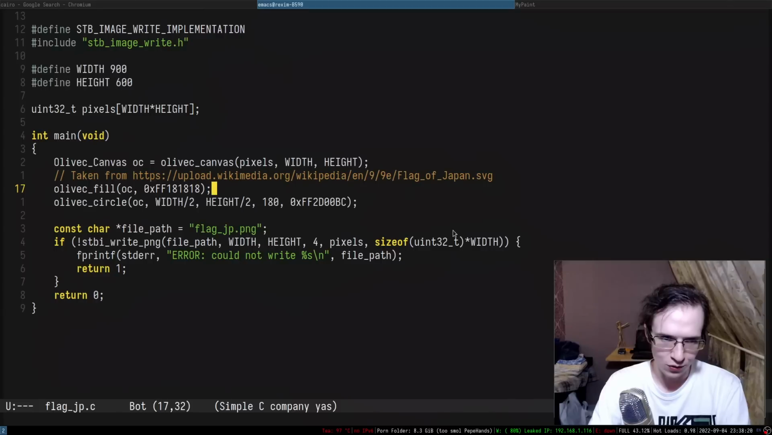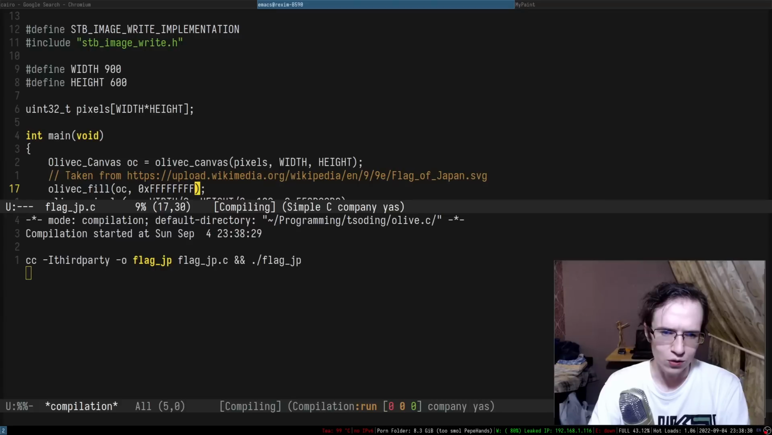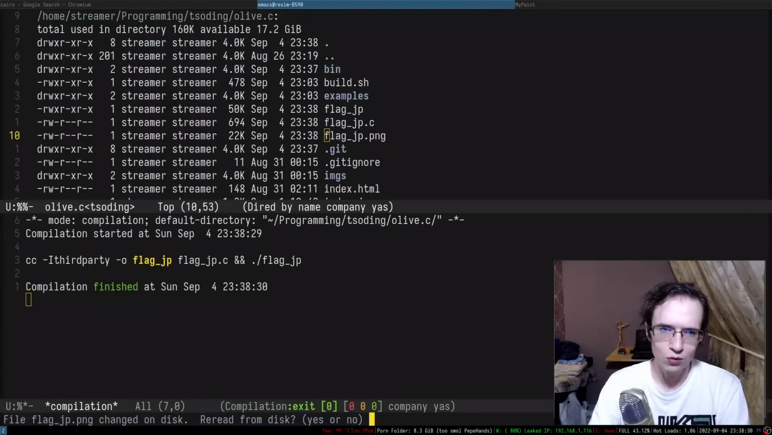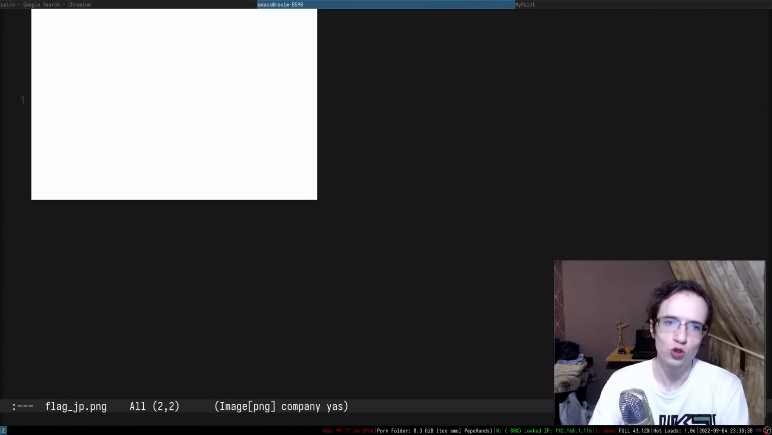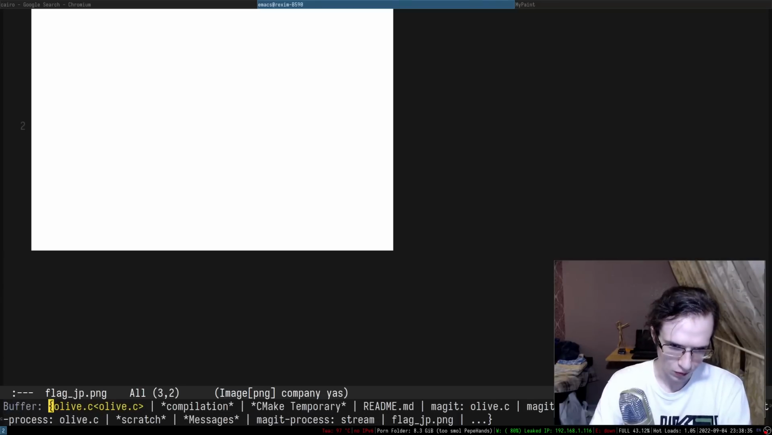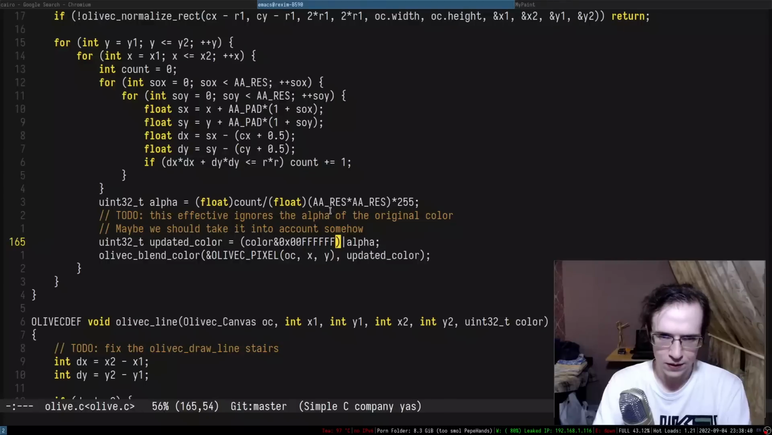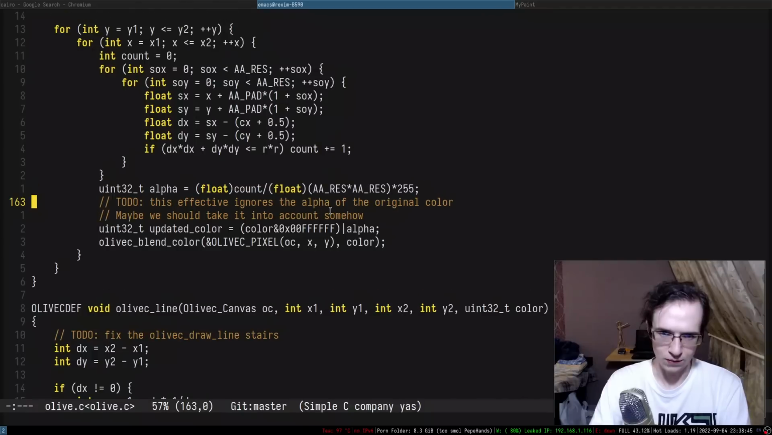So let me try to set the color white and see. The entire thing should be white, and there is no red color whatsoever, which is rather surprising. So what if I use the original color in here instead of the updated one? Let's give it a try.